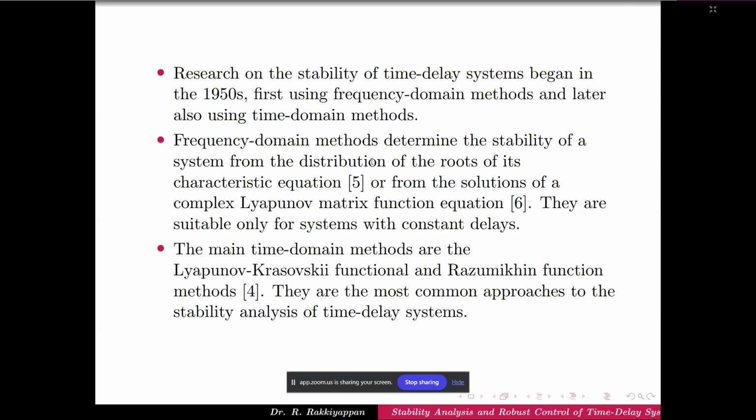Frequency domain methods determine the stability of the system from the distribution of the roots of the characteristic equation, or from the solution of a complex Lyapunov matrix equation. They are suitable only for systems with constant delays. The main time domain methods are the Lyapunov-Krasovskii functional method as well as the Lyapunov-Razumikhin method. They are the most common approaches to the stability analysis of time delay systems.